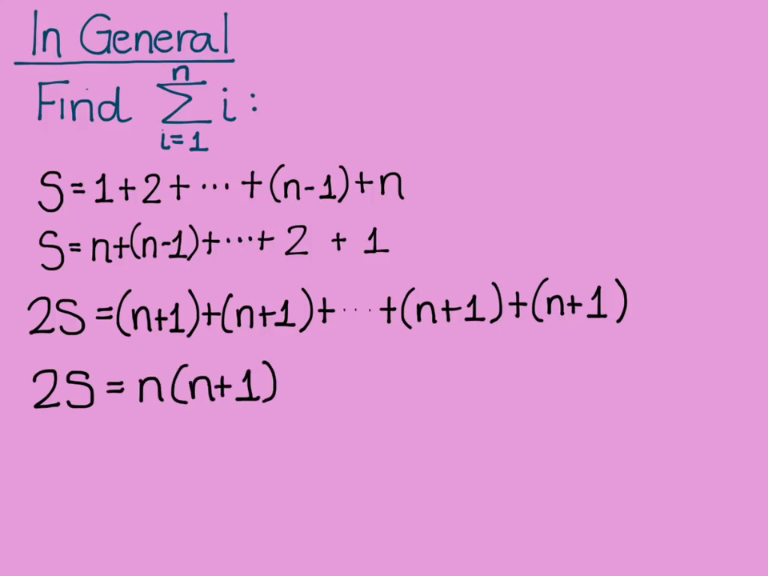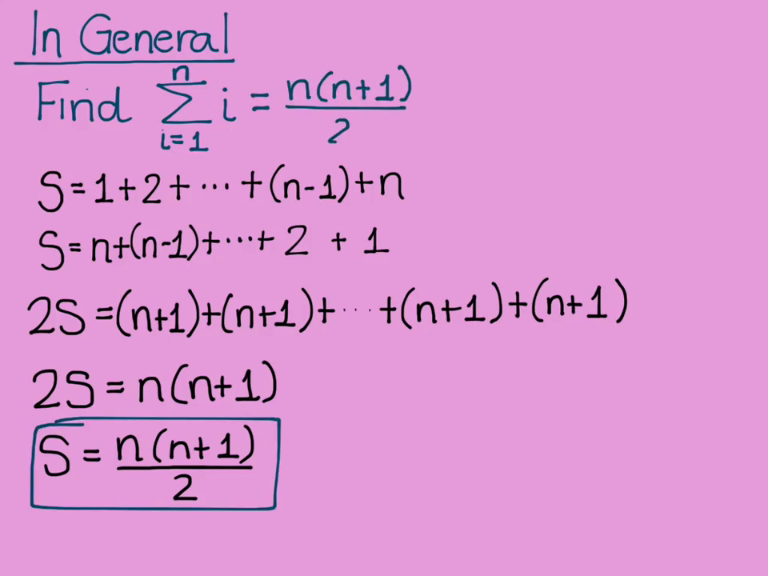This means that we've written n plus 1 adding to itself n times, which is the same thing as n times n plus 1. But remember, we don't want to find 2s, we want to find s, so we divide both sides by 2. Therefore, in general, we have that the sum as i goes from 1 to n of i is n times n plus 1 over 2.